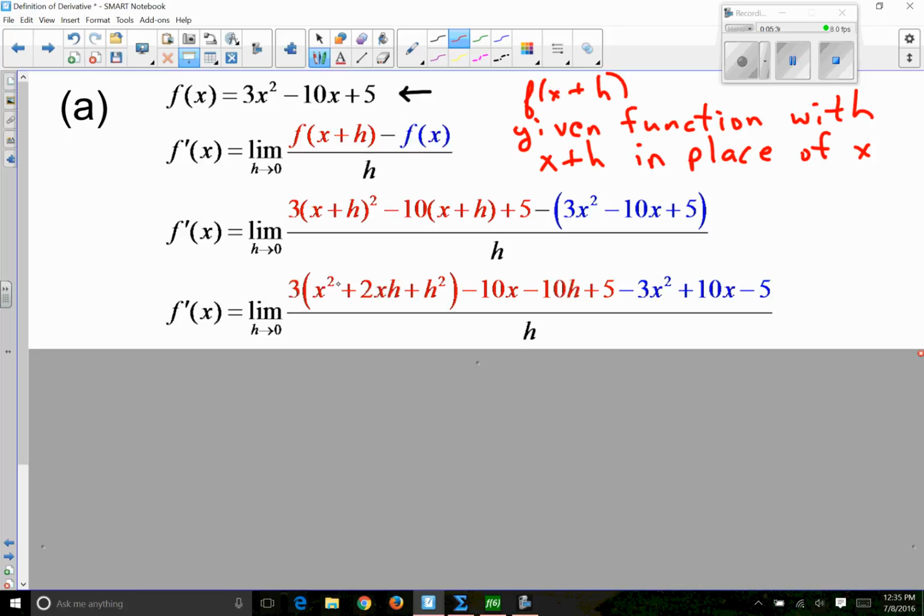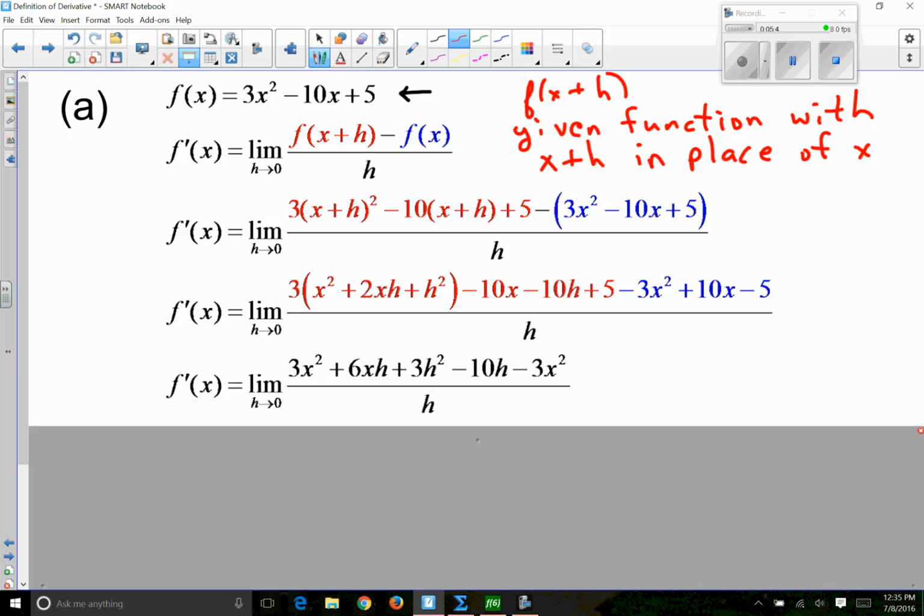Then we're going to distribute this 3. This red 3 is going to distribute. 3 times x squared is 3x squared. 3 times 2xh is 6xh. 3 times h squared is 3h squared. We also notice that we have a minus 10x and a plus 10x, which are not here anymore, and a plus 5 and a minus 5 is 0, so those aren't here anymore. We still have minus 10h and minus 3x squared.